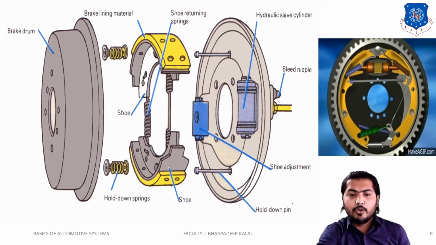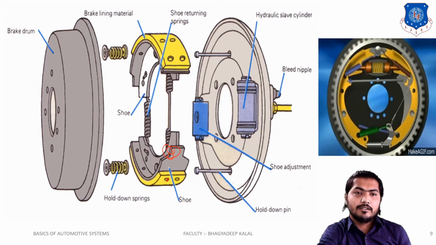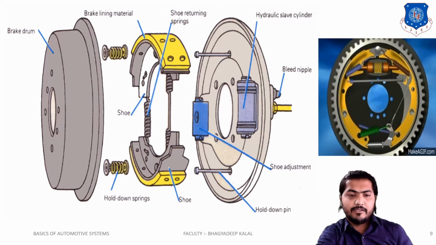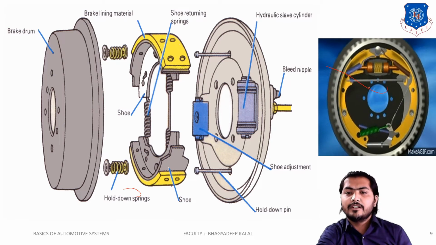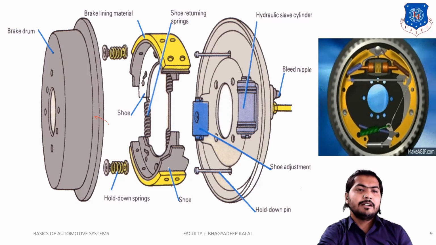This is the hold down pin. This is our shoe, and this is our shoe lining or brake liner material, which can be changed during servicing. And this is the hold down spring, and this is again the function or working of the drum brake. The outer portion is the brake drum.